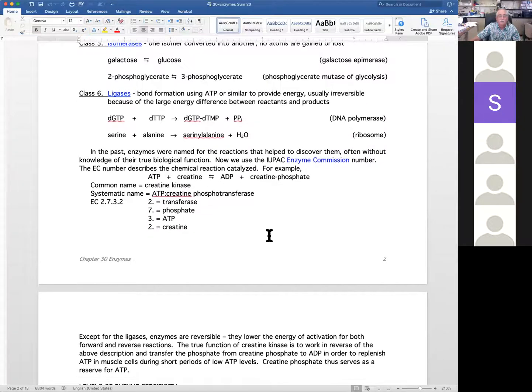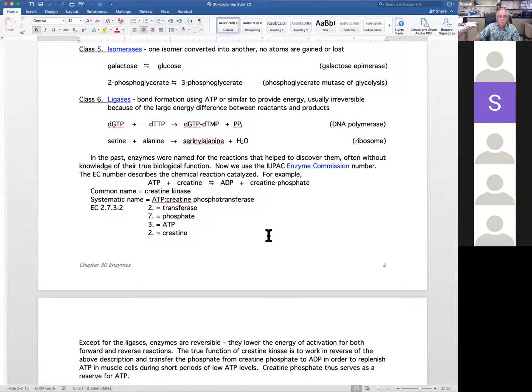So if we were to see that second example on ligases, serine plus alanine, would we know that that was a ligase because the arrow is going one way and it's not the hydrolase? Well, in that particular case, you would have to know that to make the peptide bonds with the ribosome requires the hydrolysis of GTP. So I know that because I read the chapter that's coming up.